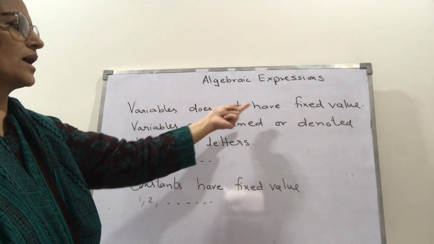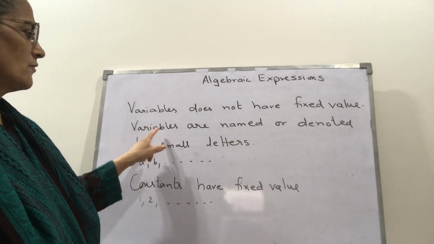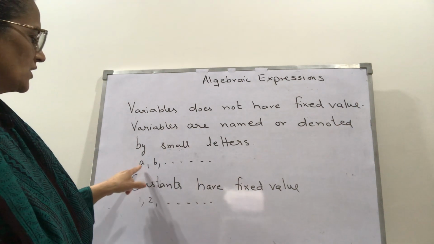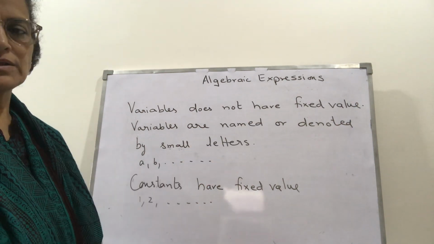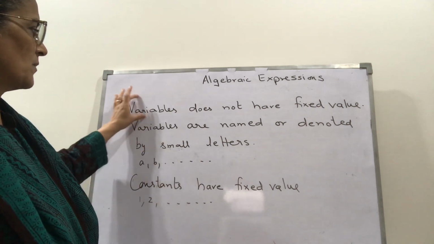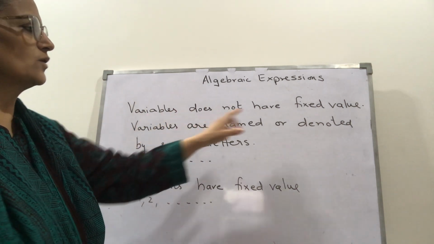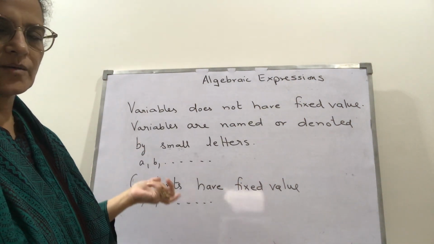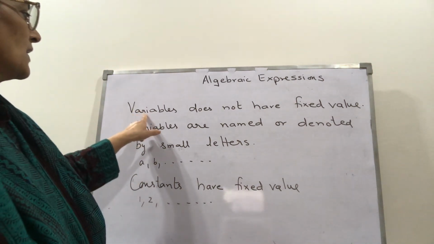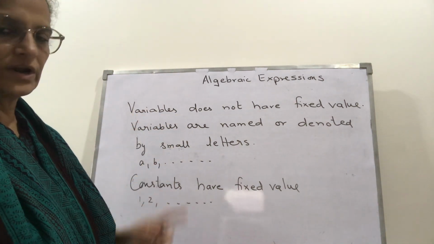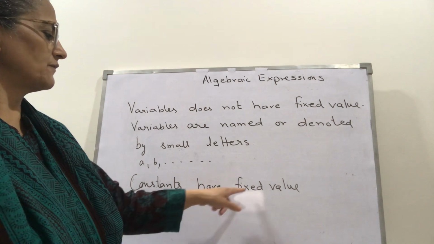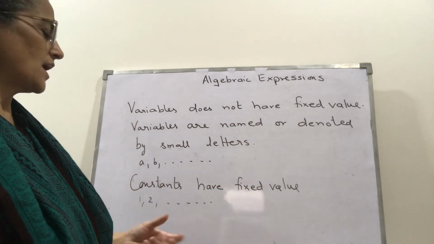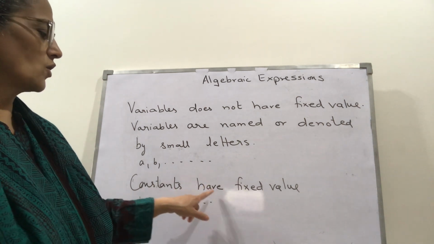Variables do not have a fixed value. Variables are named or denoted by small letters. So we can use a, b, c, d, all the small letters to name the variables because they do not have a fixed value. If you name it as a, it can take up any value. So we name variables using small letters. Constants have a fixed value. So all these numbers 1, 2, 3, any number, they have a fixed value. So they are called constants.